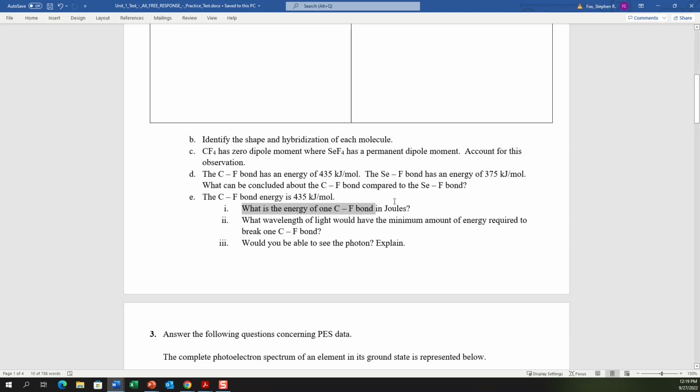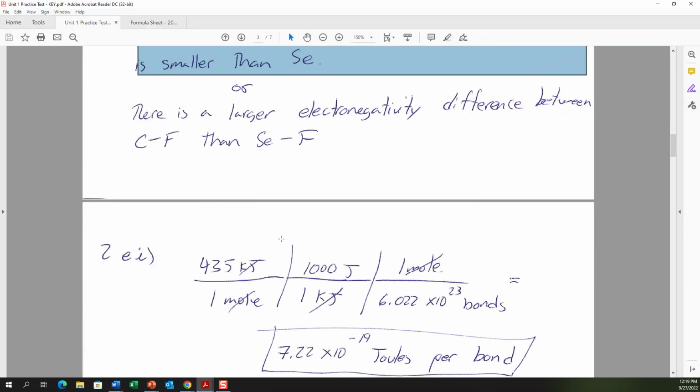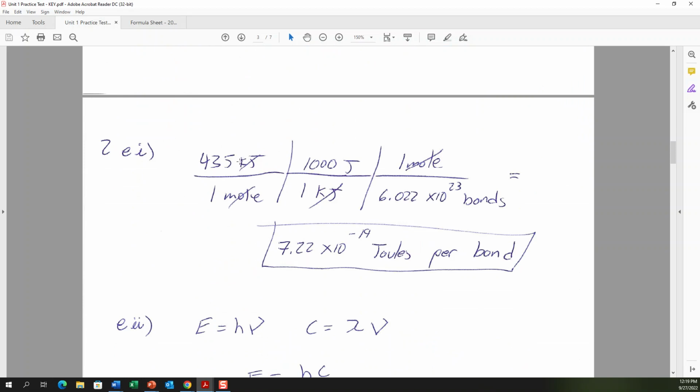Notice that it asked for joules and we were given kilojoules. So this is just dimensional analysis, and this is when Avogadro's number is going to come into play. First thing I would do is convert my kilojoules to joules, so multiply by 1,000. Then to get rid of per mole and get per bond, it's 1 mole of bonds for every Avogadro's number of bonds. So if we divide that number by Avogadro's number, this would be the energy for just one bond, one individual carbon to fluorine bond.